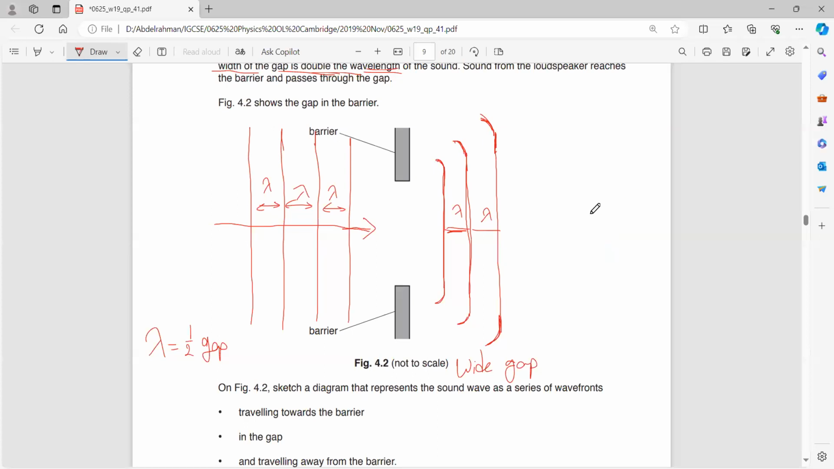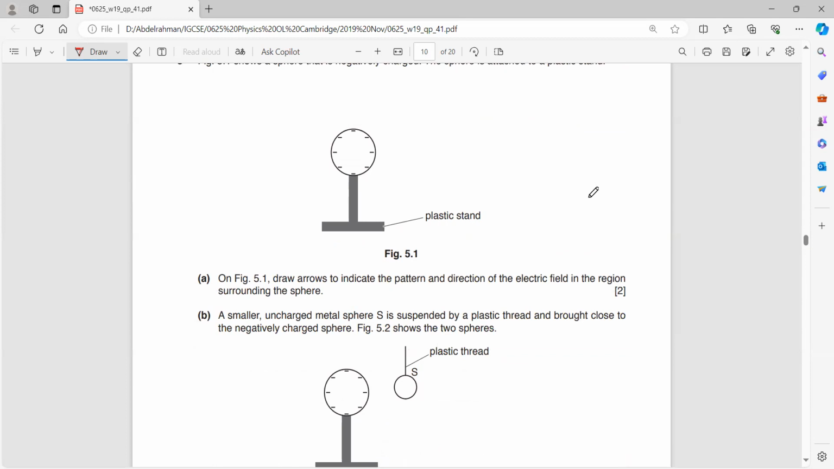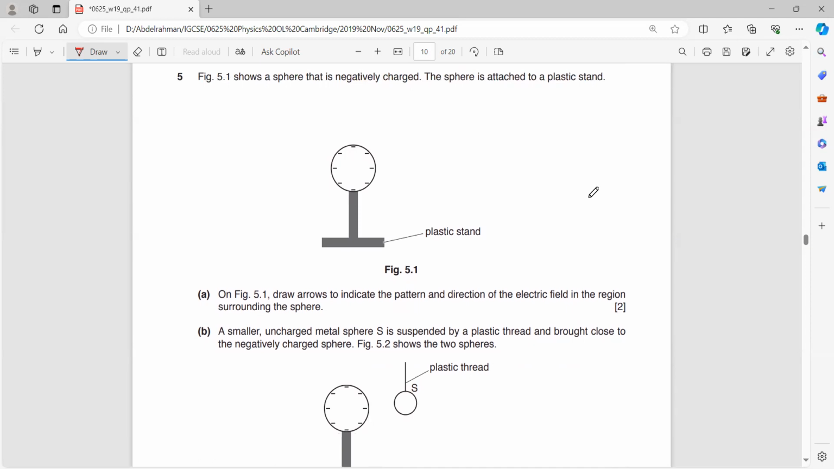Is everything okay? Okay, that's 3 marks. Now, the next question: draw arrows to indicate the pattern and the direction of the electric field in the region around the sphere. Can I draw the electric field around the sphere?